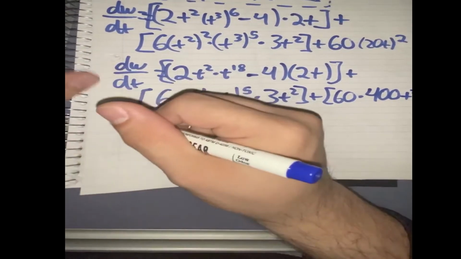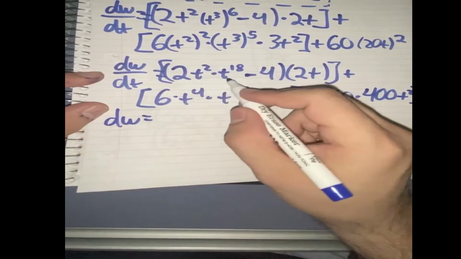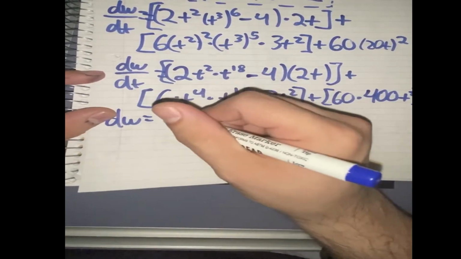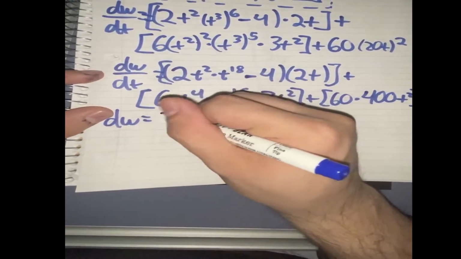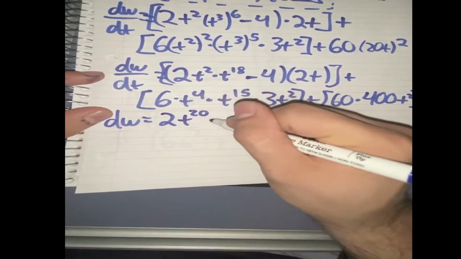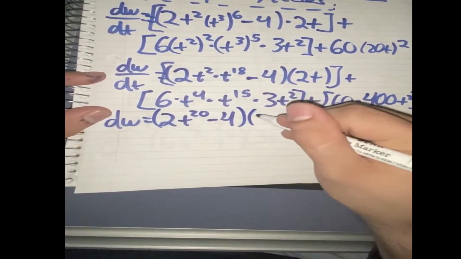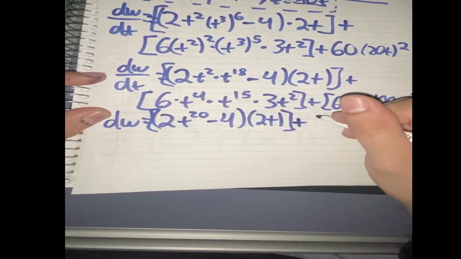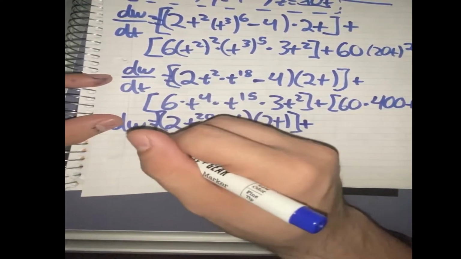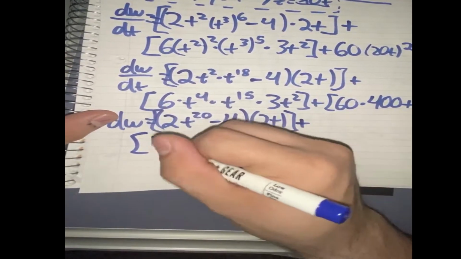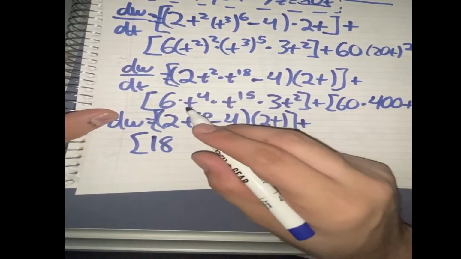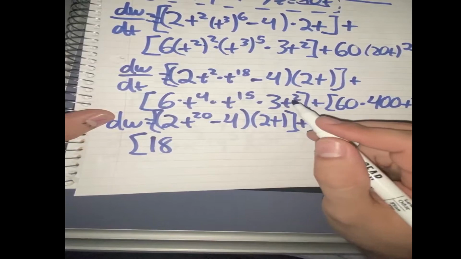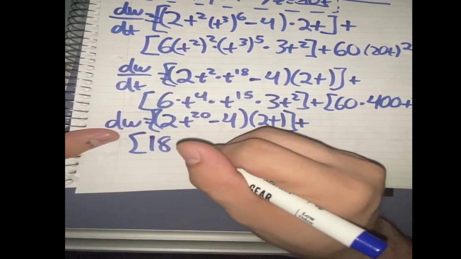So we're going to simplify this a step further. Whenever you have the same base and you have exponents, you add them together, just properties of the exponents. So this would be equal to 2t to the 20th minus 4 times 2t. We are simplifying a little bit further. Plus, over here, 6 times 3 is 18. The same base, so t to the 4th times t to the 15th times t squared. Same base, so we can just add all the numbers in the exponent. So this would be t to the 21st power.